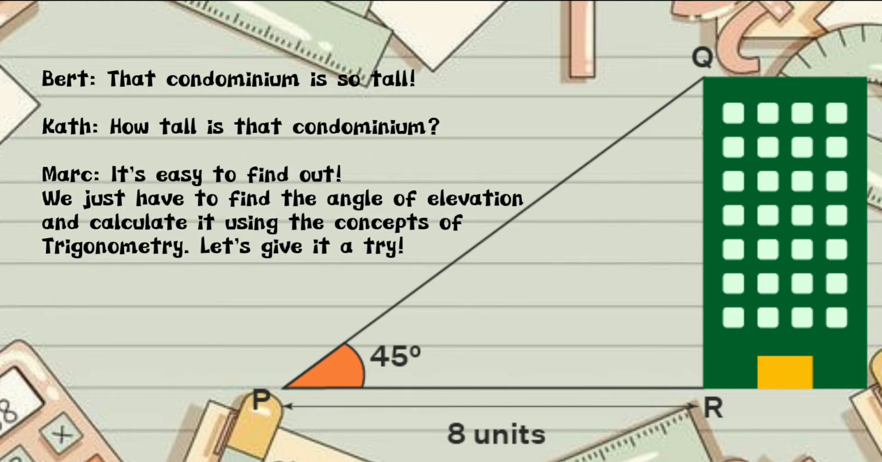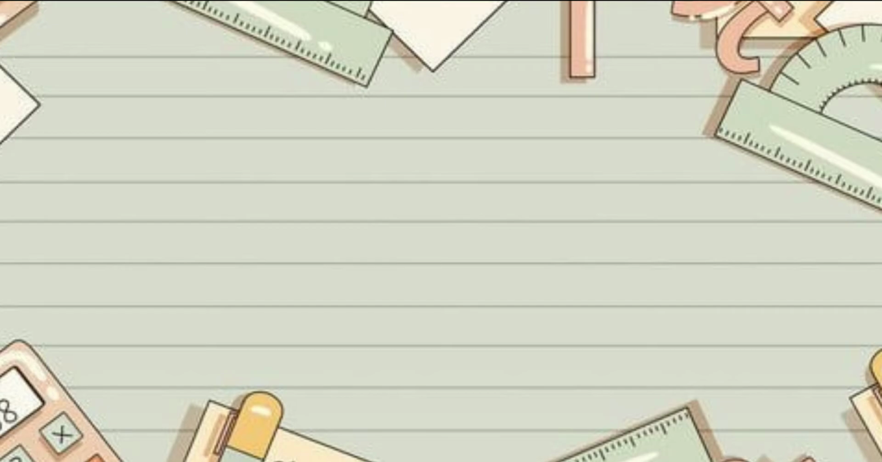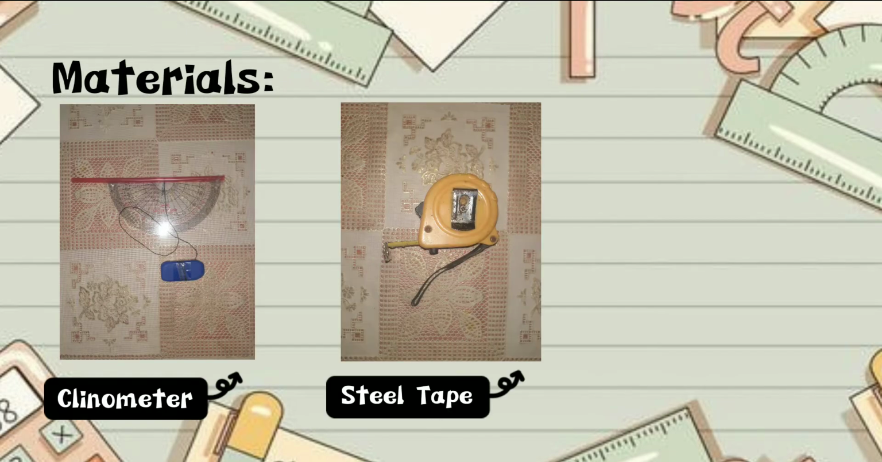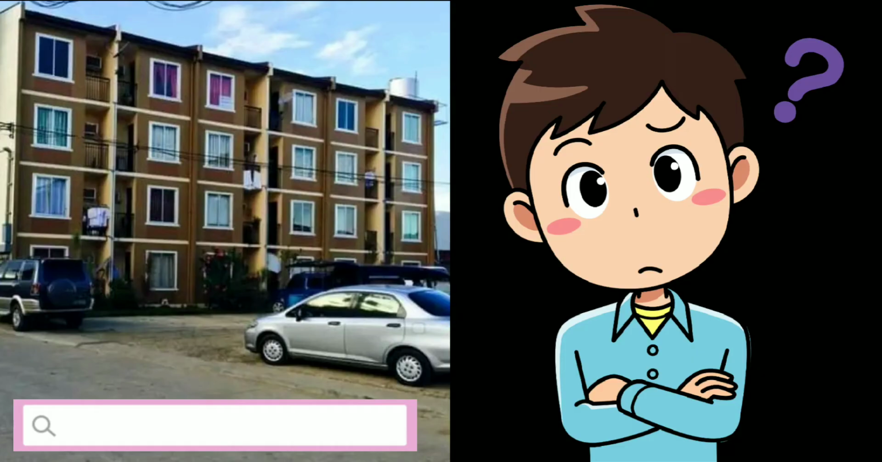For today's video, we are going to find the height of a condominium by using the concept of trigonometry. The materials that we are going to use are a clinometer, steel tape, and a calculator.